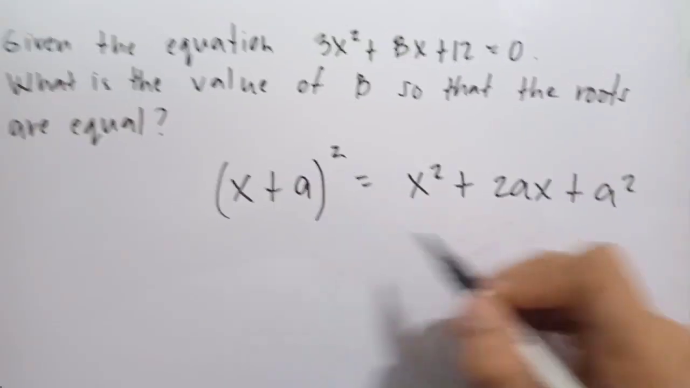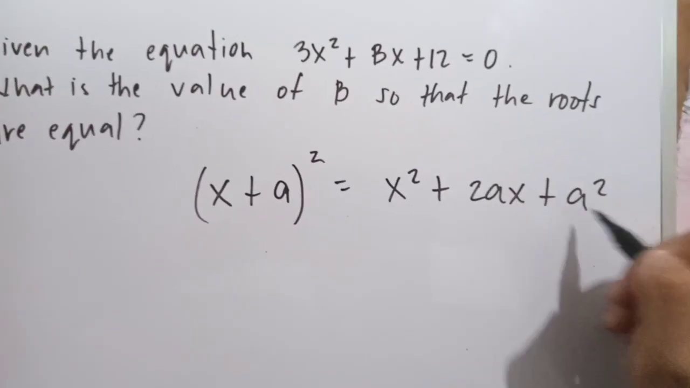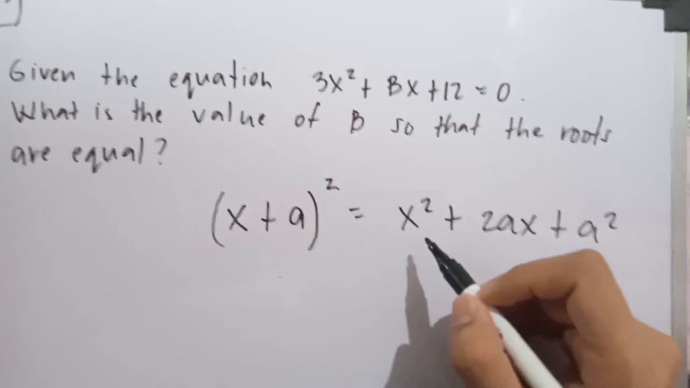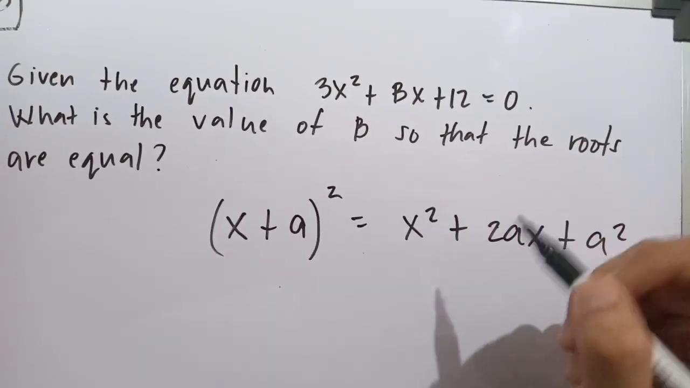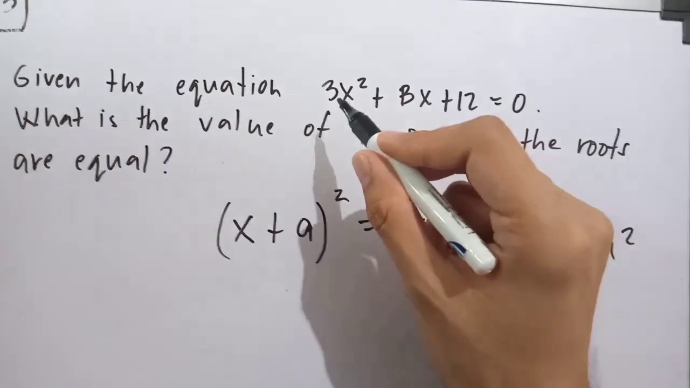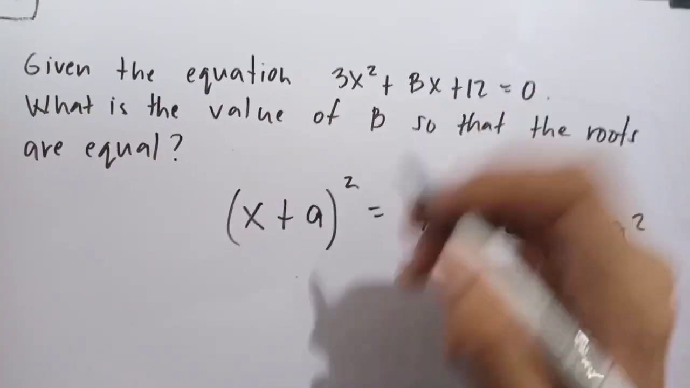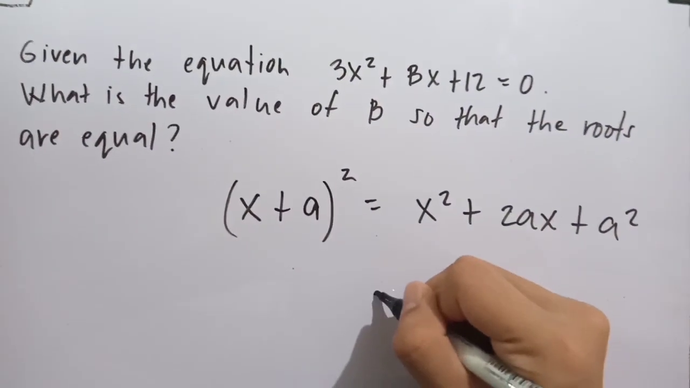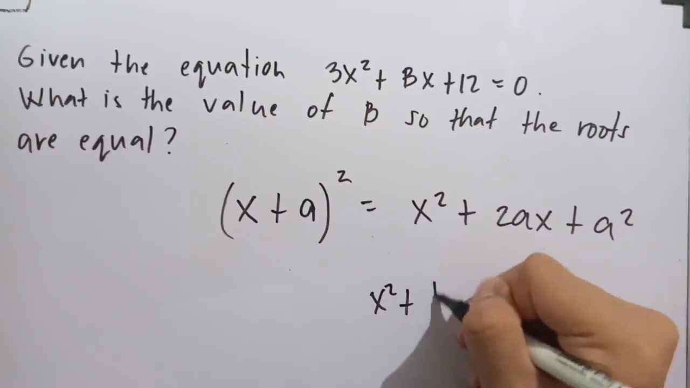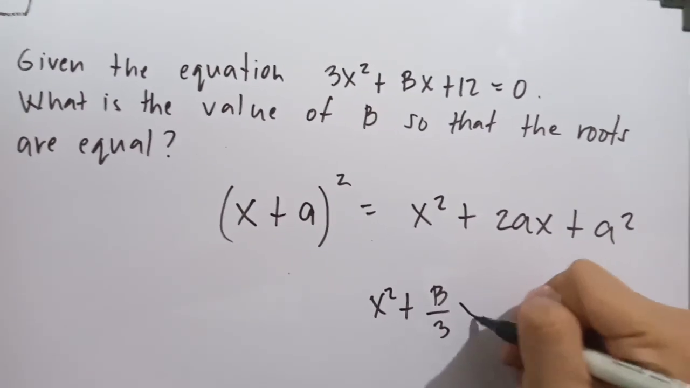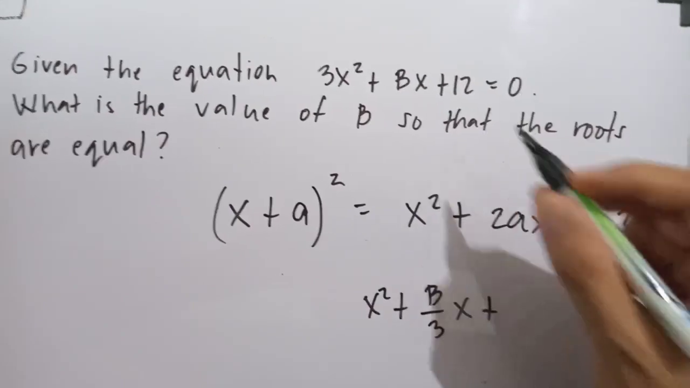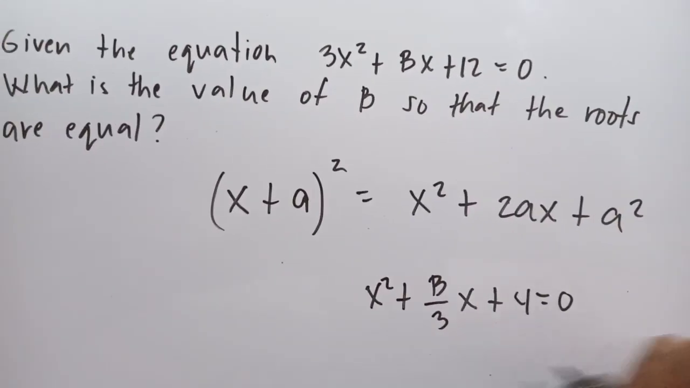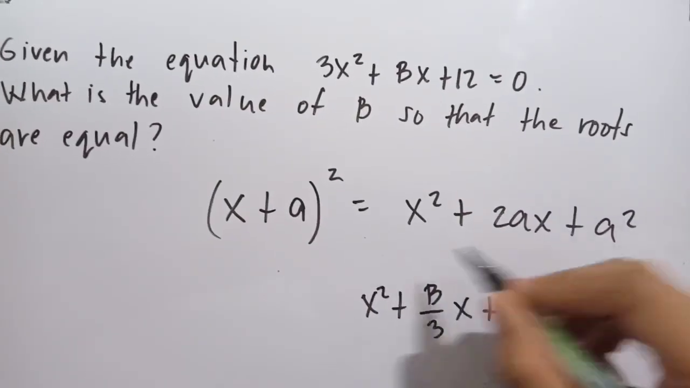So, yung a dito ay constant. So, ito yung pattern niya. Ito naman, 1 ang coefficient niya. So, dapat gawin natin ganito yung form ng equation natin. So, dapat 1 din yung coefficient nito. So, i-divide natin lahat ng 3. So, ito magiging x squared plus b over 3x plus 12 divided by 3 ay 4 is equal to 0. So, parehas na yung form ng equation na to.